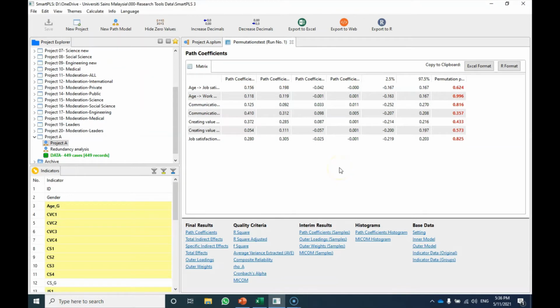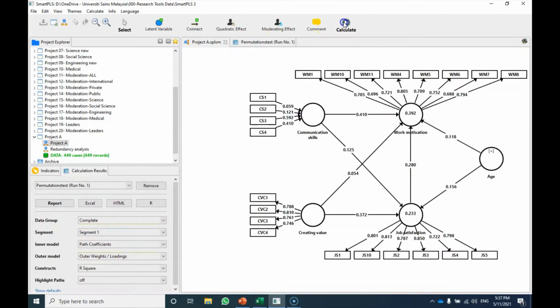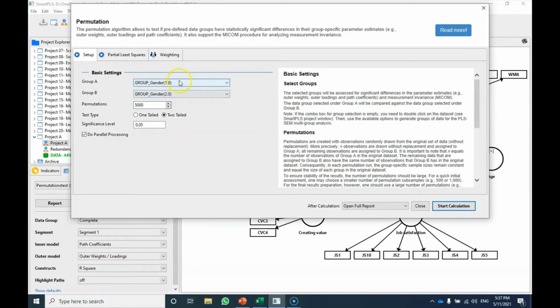So these are the results of the permutation-based multi-group analysis, and to run this analysis, what I did was that I clicked on the Calculate button, and then I selected Permutation. Here I defined my group A and group B. I also considered 5,000 permutation subsamples. I also considered a two-tailed test because my multi-group hypothesis was a non-directional hypothesis, and the significance level in my analysis was 0.05. And then I clicked on the Start Calculation button.